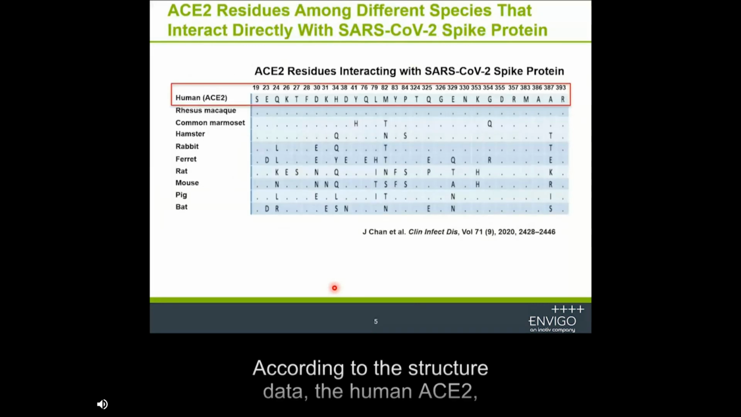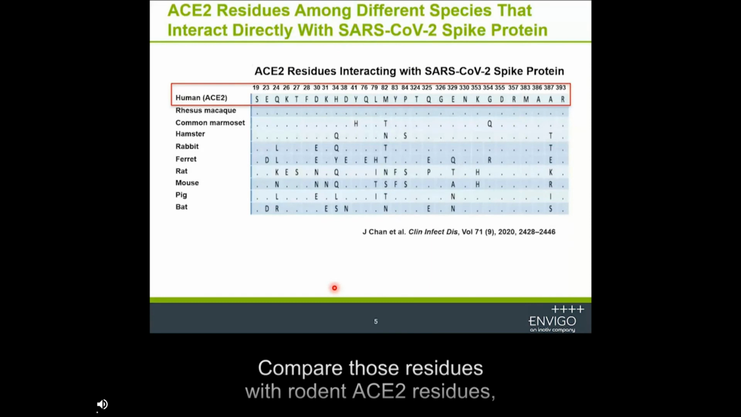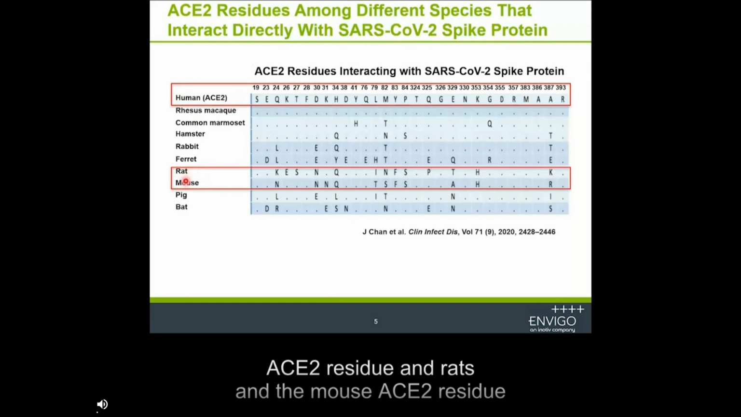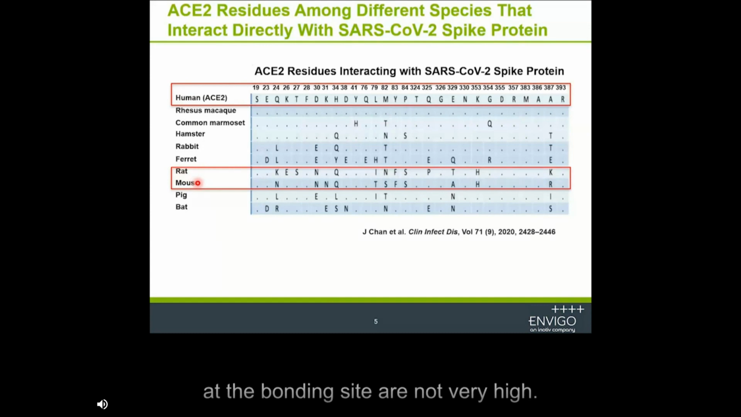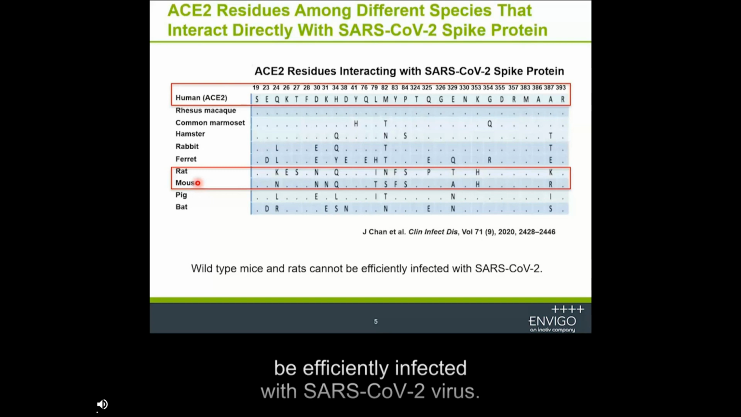According to the structure data, these are the human ACE2 residues that directly interact with the spike protein. Comparing those residues with rodent ACE2 residues, we can clearly see the homology between human ACE2 residues and rat and mouse ACE2 residues at the binding site is not very high. Therefore, wild-type mice and rats cannot be efficiently infected with the SARS-CoV-2 virus.